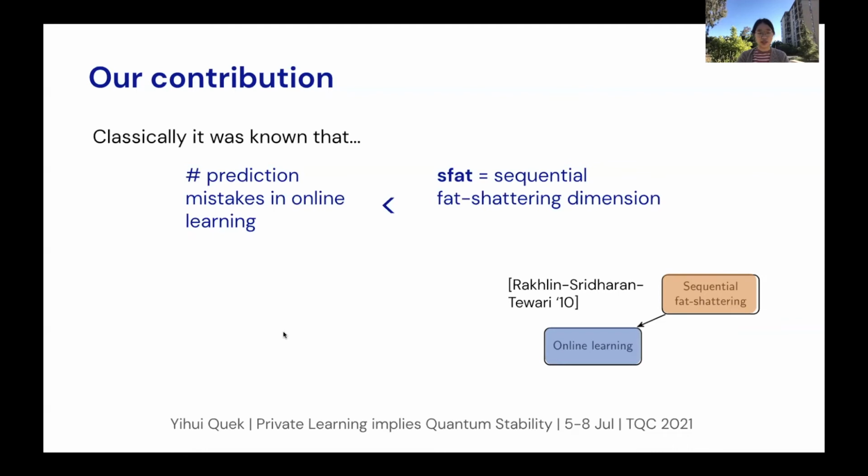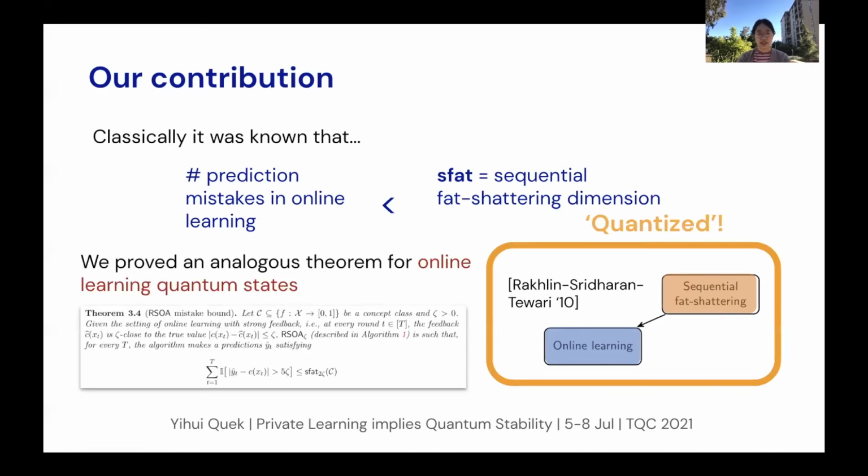So the first one that I'm going to focus on is this notion on the right, that this combinatorial parameter called sequential fat shattering dimension actually upper bounds the complexity of online learning. What does it mean to say that this parameter upper bounds the complexity? Well, recall that we measure the complexity of online learning a class of states by the number of mistakes that the learner has to make in order to learn the state completely. It turns out that the number of mistakes is exactly this sequential fat shattering dimension. And we prove this for online learning of quantum states.